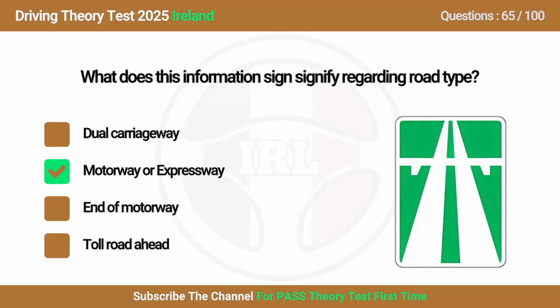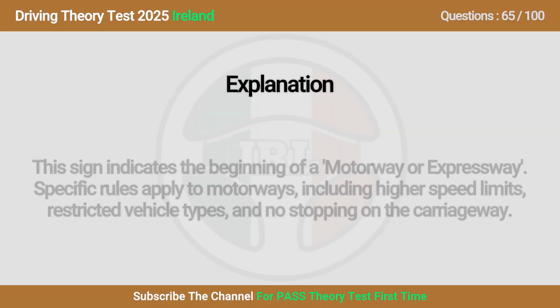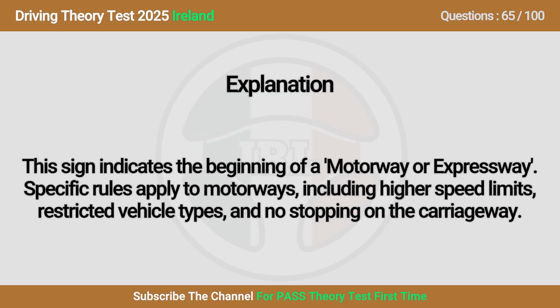Answer is B. Motorway or expressway. This sign indicates the beginning of a motorway or expressway. Specific rules apply to motorways, including higher speed limits, restricted vehicle types, and no stopping on the carriageway.